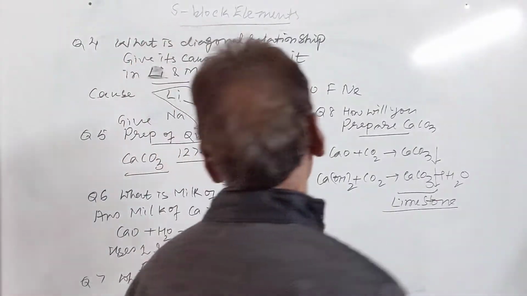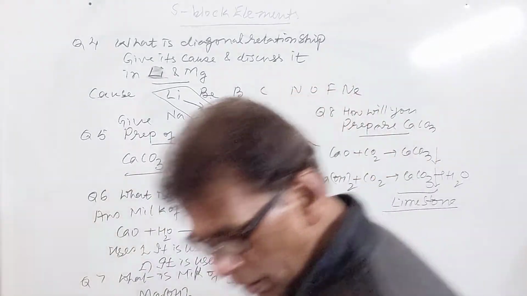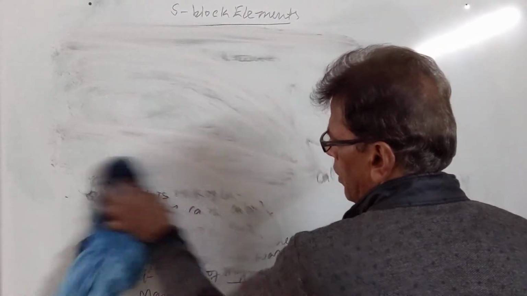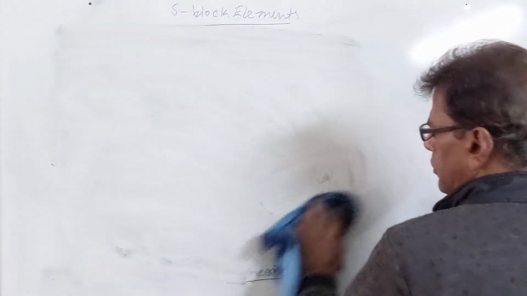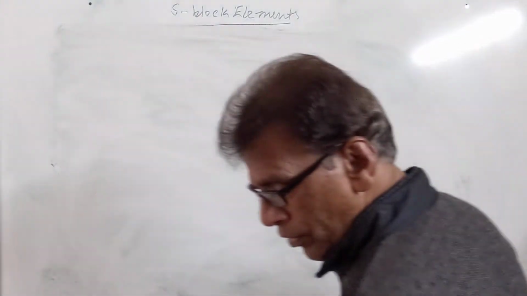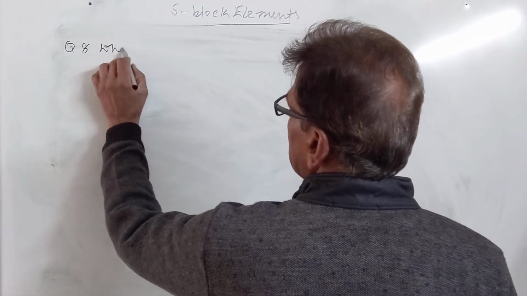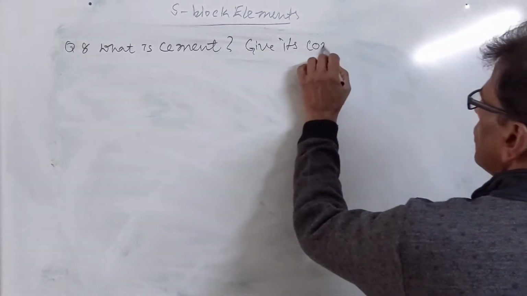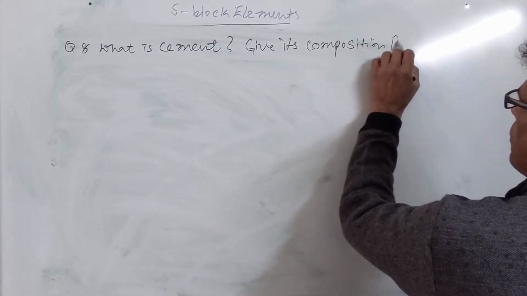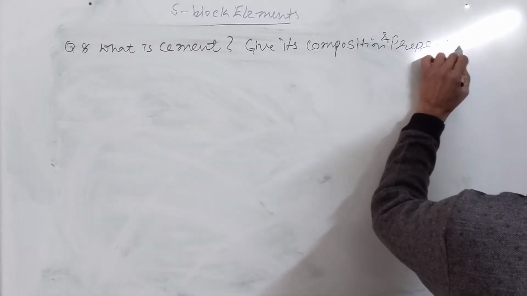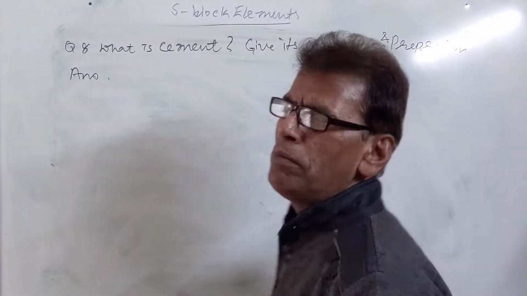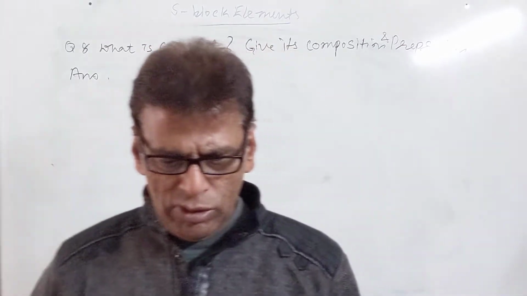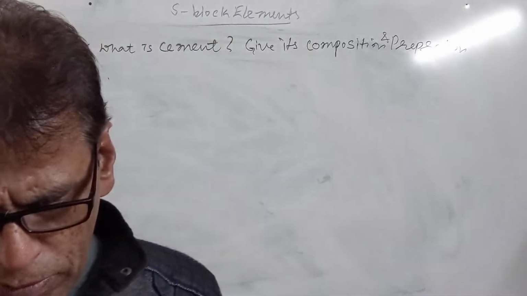Now, a very important question from this unit is: what is cement, how is it prepared, and what do you mean by setting of cement. What is cement? Give its composition and preparation. As we know, cement is a finely powdered mixture of calcium silicates, calcium aluminates, calcium ferrates. Along with that, it contains some other salts like calcium sodium ferrate, calcium aluminoferrate, etc.